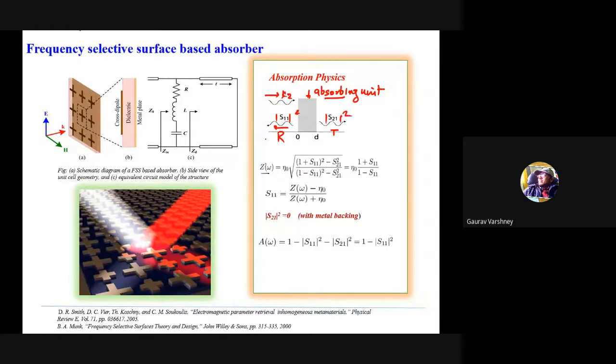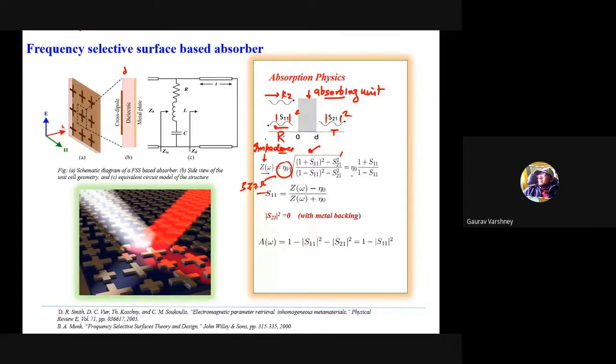Okay, so what will happen if we establish a relationship between the impedance of this absorbing unit and the scattering parameters? S11 is representing the reflection coefficient, S21 is representing the transmission coefficient. So in that case, this relation can be established over here, and you can find it with some mathematical exercise between the impedance and scattering parameters. And this is free space impedance, which is 377.